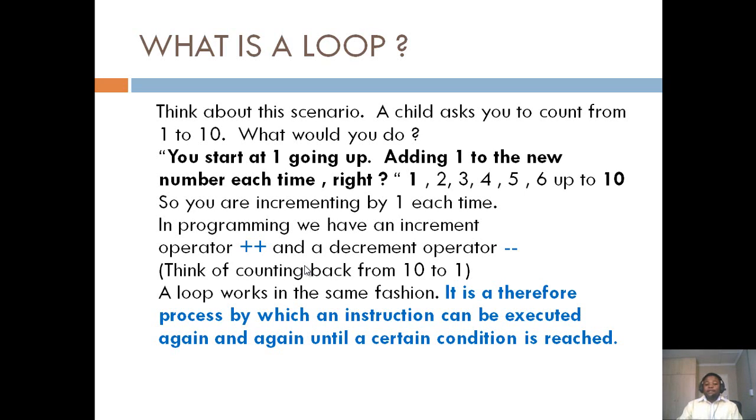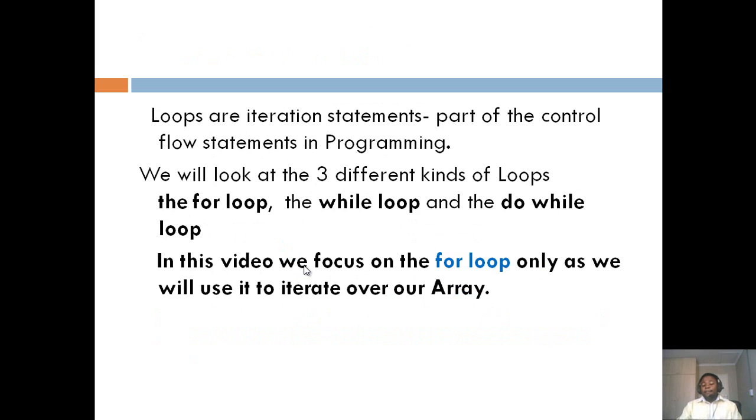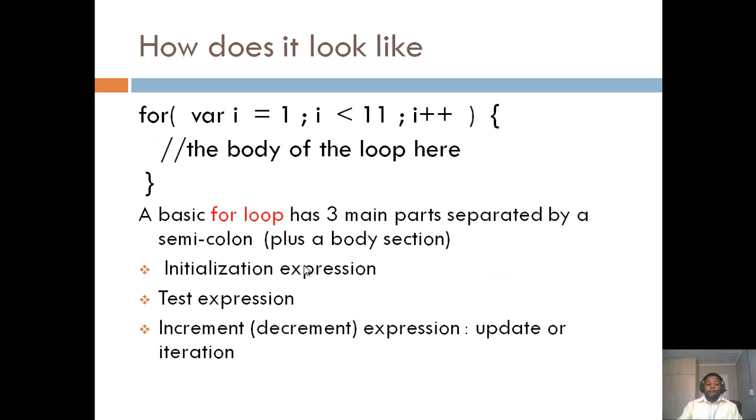So that is basically the meaning of a loop. Loops are part of what is known as iteration statements, and like I said earlier, I will have a moment to talk about other types of loops later, for example the while loop and the do while loop. But for now, let's keep our focus on the for loop because we need them to iterate over an array.